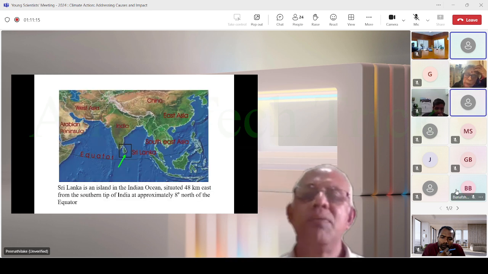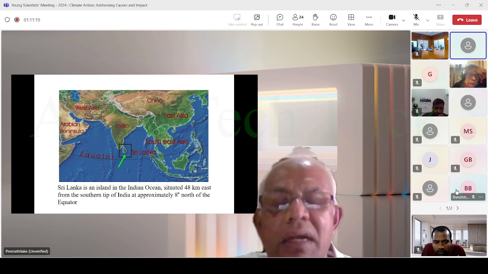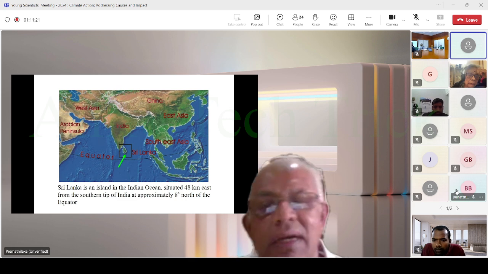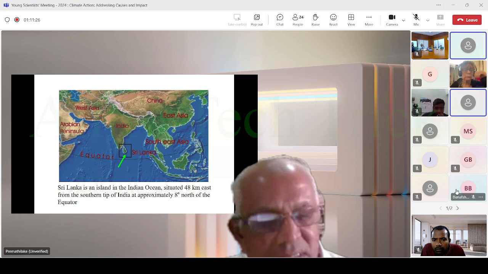So now I would be happy to come to my experience in Sri Lanka, what I did in Sri Lanka for paleoclimate science. Sri Lanka is a tiny island in the Indian Ocean, everyone knows, at the southern tip of India.